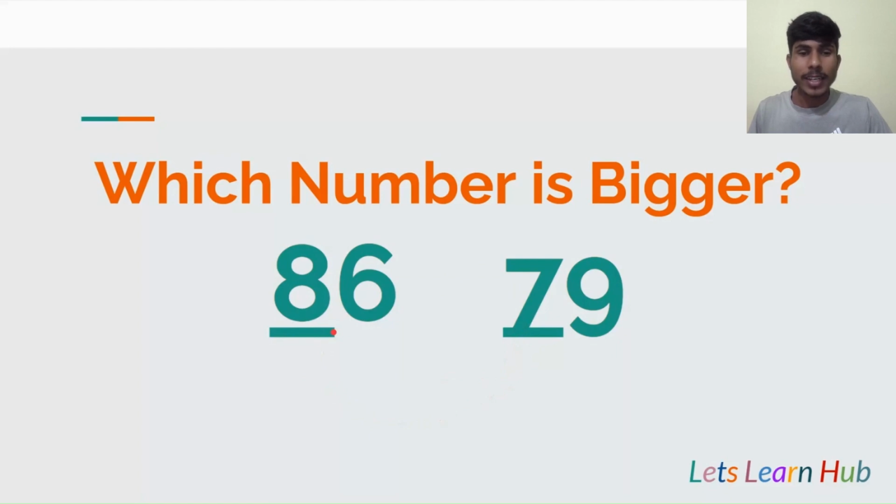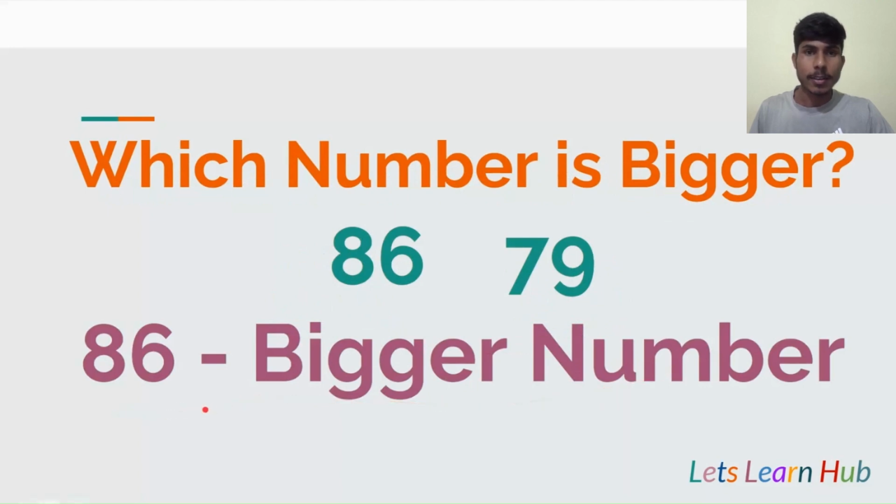If we compare 8 and 7, which number is bigger here? 8 comes after 7, right? So 8 will be the bigger number. Since 8 is bigger than 7, 86 will be the bigger number here. So the bigger number here is 86.